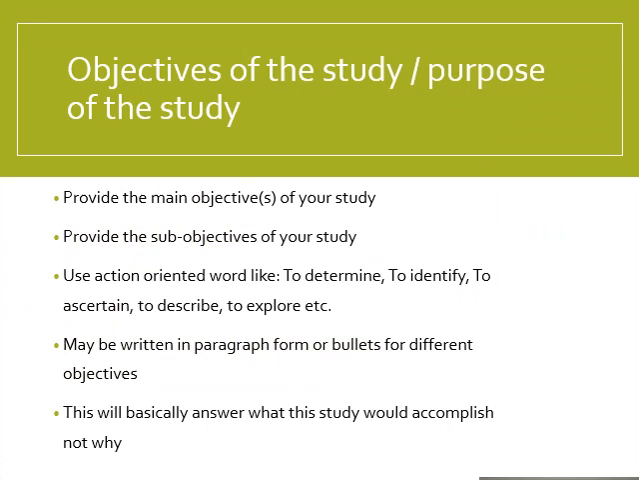Then the next subheading is the objective of the study. Objective, keep this thing in your mind that objectives are written in bullet forms. Number one. Okay, and the main objectives of the study should be mentioned here. Provide sub objectives as well if there are any.